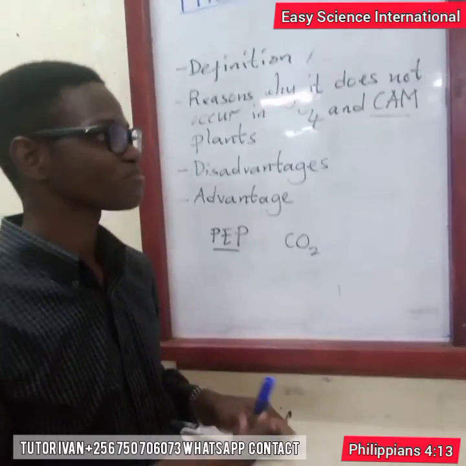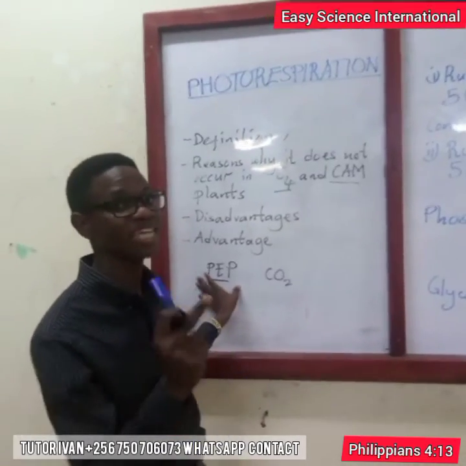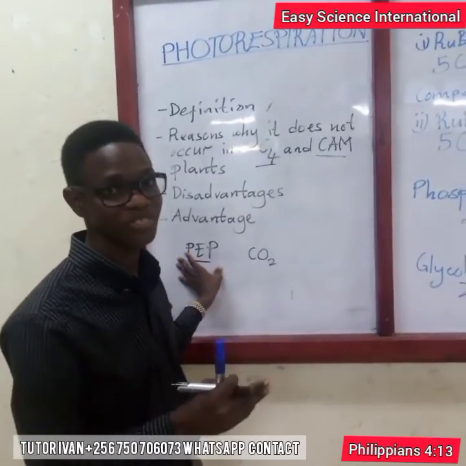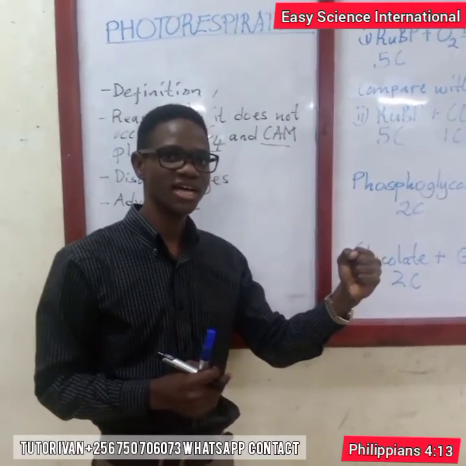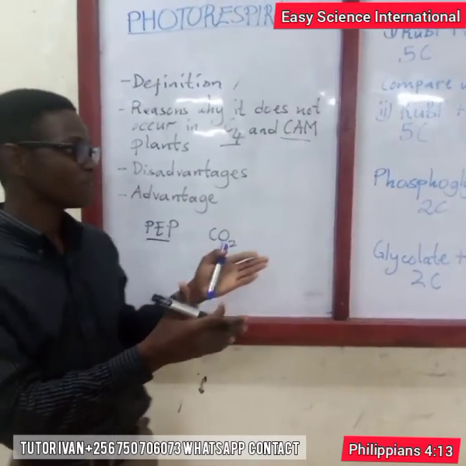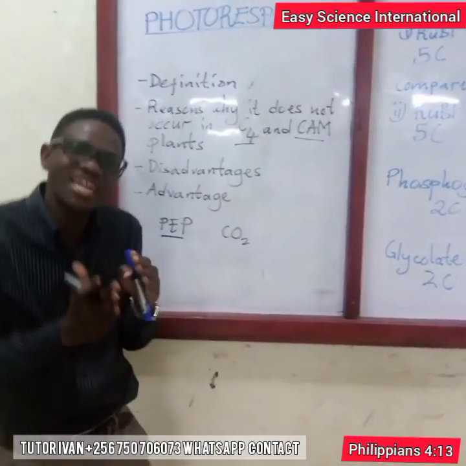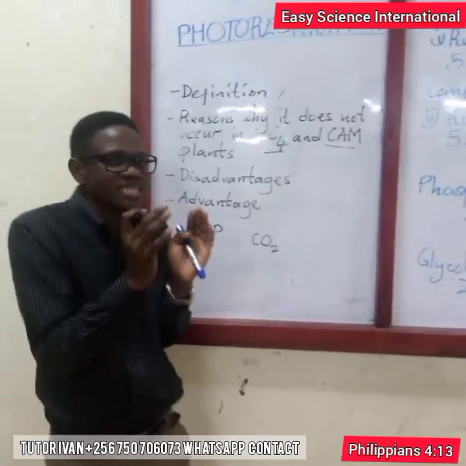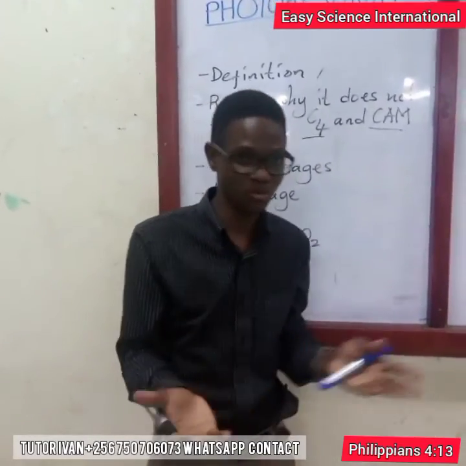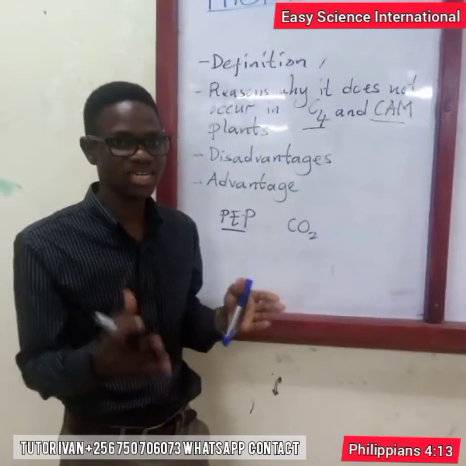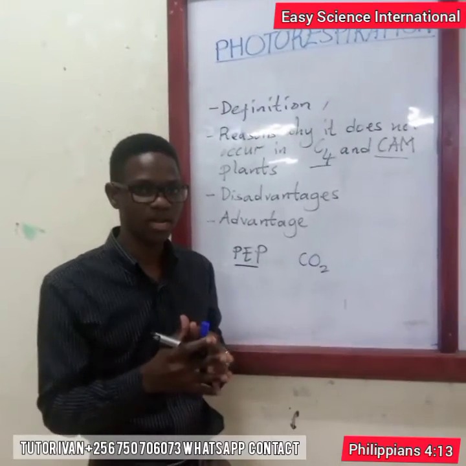So we saw that these C4 and CAM plants have PEP as the initial carbon dioxide acceptor, and it has a very high affinity for carbon dioxide. Therefore, it picks this low concentrated carbon dioxide from the atmosphere. It fixes it to form oxaloacetic acid that is reduced to malate. Now, malate is decarboxylated and releases the carbon dioxide to concentrate it next to the RuBP molecules, producing the PGA, which enters the normal carbon cycle and releases carbohydrates. Basically, those are the two reasons as to why photorespiration doesn't occur in CAM plants and C4 plants.